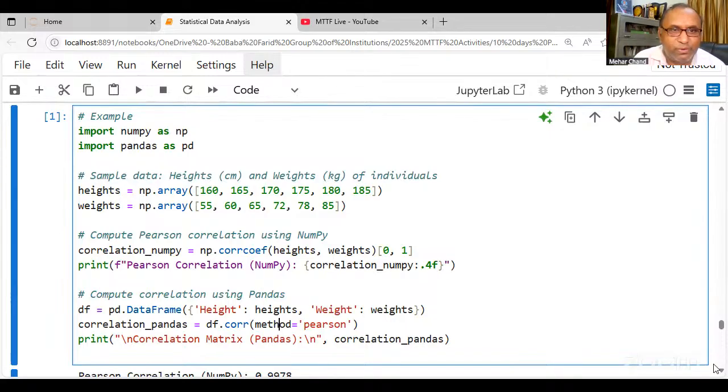With pandas, we first establish a data frame, and then use this data frame to calculate. We are using df.corr, and the method is Pearson. The df is the data frame, and it involves both height as well as weight. We store the result and print it, and to execute all these statements, just press shift and enter.